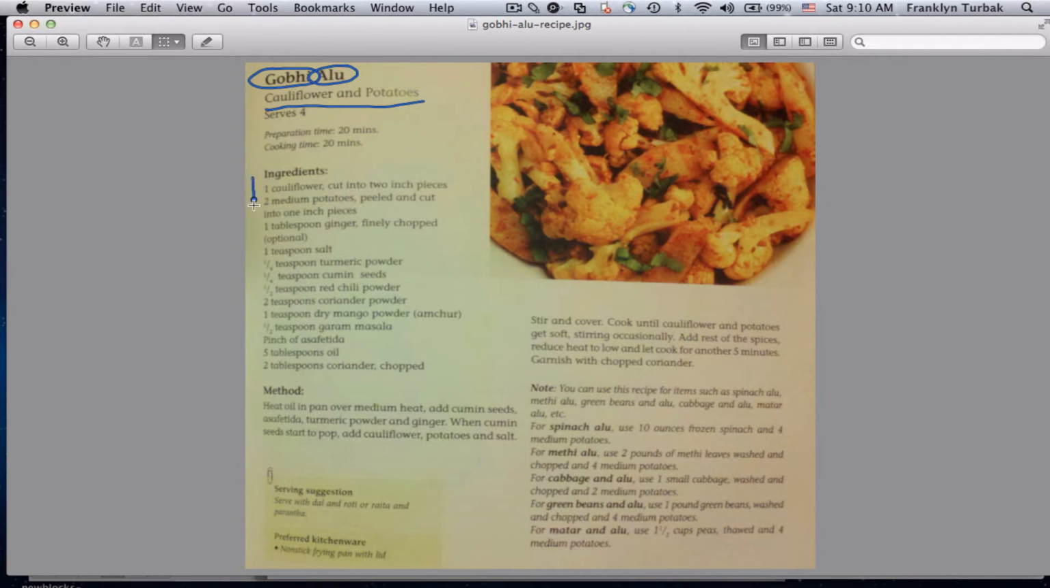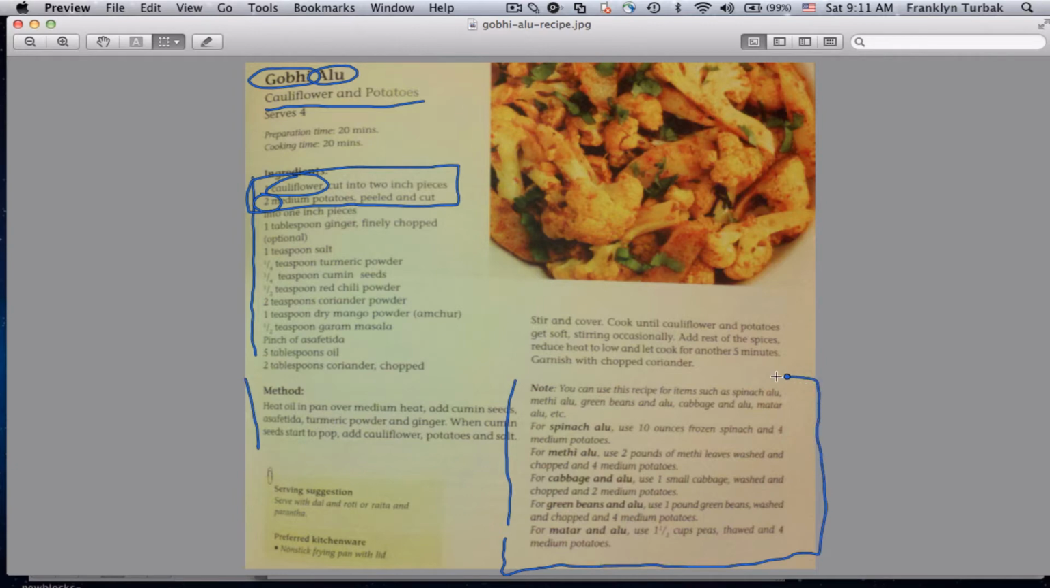And here we have a recipe. It has a bunch of ingredients and tells us how to put everything together. The thing we want to focus on is this part in the ingredient list, which is that we have one cauliflower and we use 2 medium potatoes. The other thing I want to focus on is at the end of the recipe, there's a note about variations that we can have on this recipe.